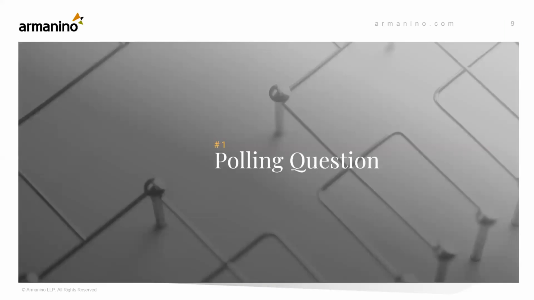And with that, we will launch our first polling question of the day. Who is notified when a user is locked out? It is a single choice: the admin and the user, only the user, or no one notified?